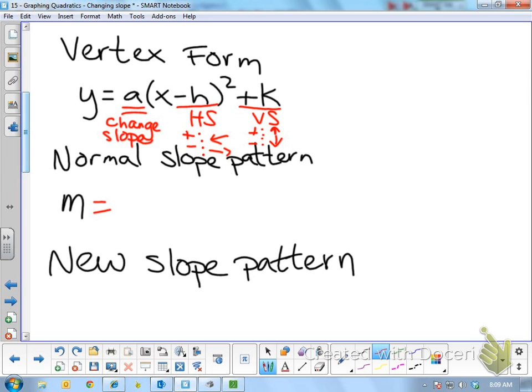So, what was our normal slope pattern? What did we usually use when we were graphing a quadratic?